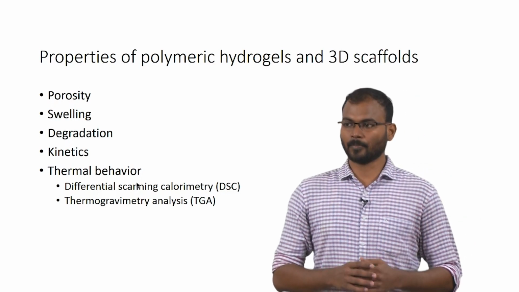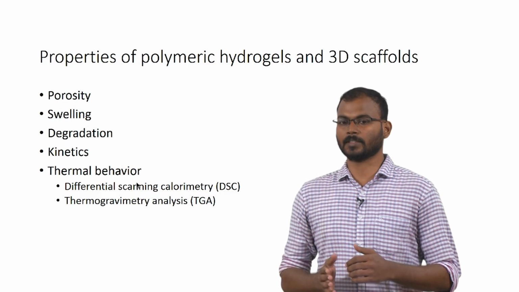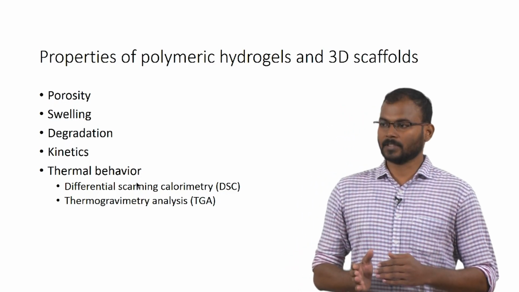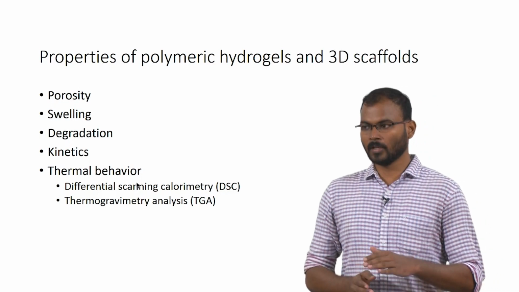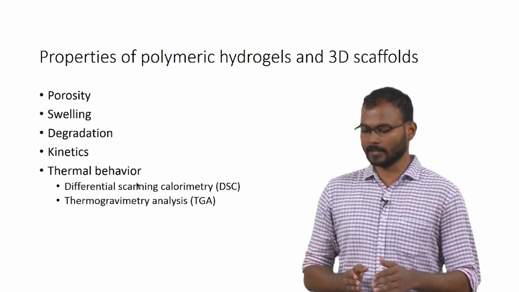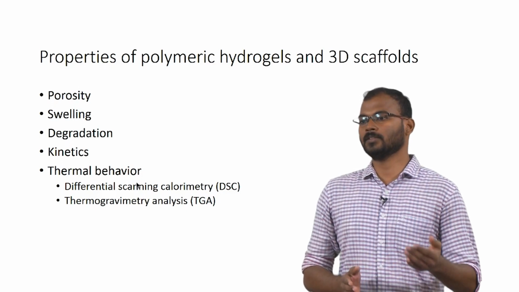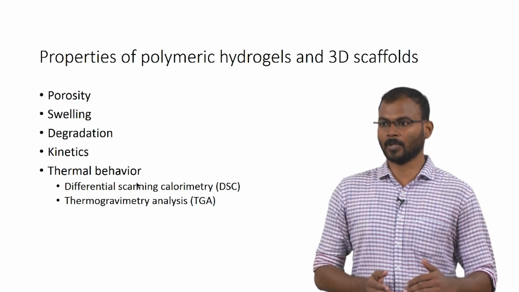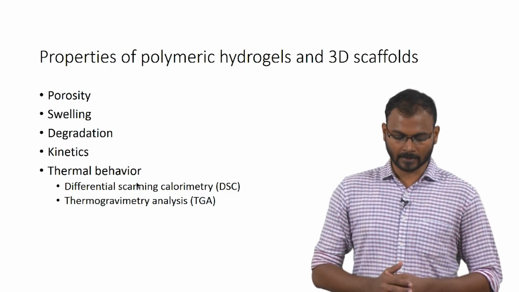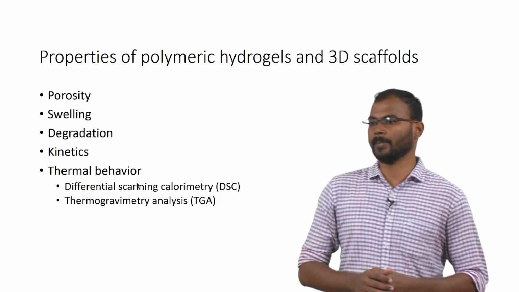So, what are the properties important for these hydrogels and scaffolds? Some basic properties which define them. You can do all the surface characterization and bulk characterization for these hydrogels and scaffolds also. Other than those, these properties are also involved: porosity, swelling, degradation, kinetics, and thermal behavior.